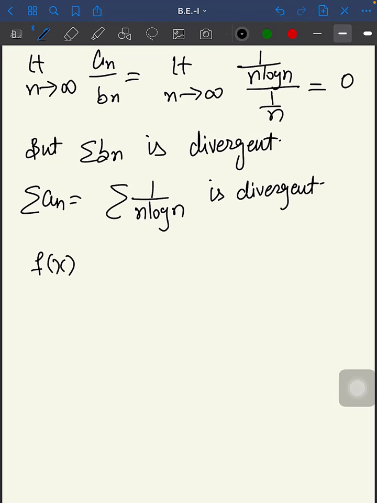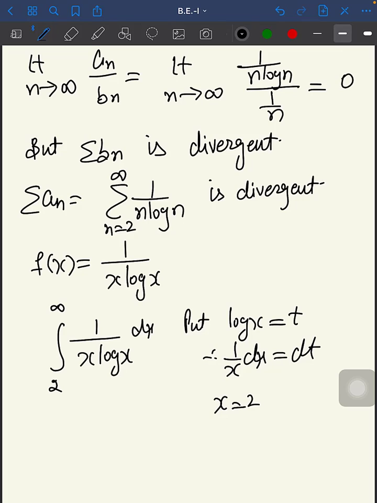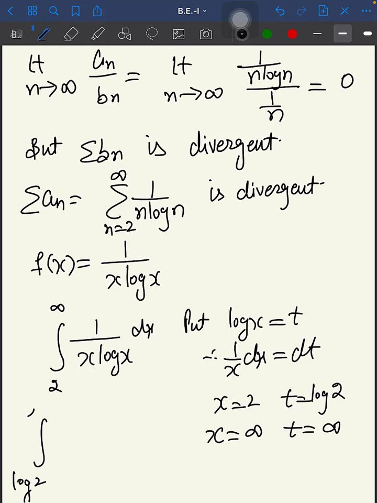So let's say your f of x is 1 by x log x, and let's say you start from 2 to infinity because log 1 is 0, right? So now by integral test you choose it like this. Now put log x equal to t, so 1 by x dx is dt. If your x is 2, your t is log 2, and if your x is infinite, your t is infinite. So we will write it as the integral from log 2 to infinite of 1 by t dt, right?